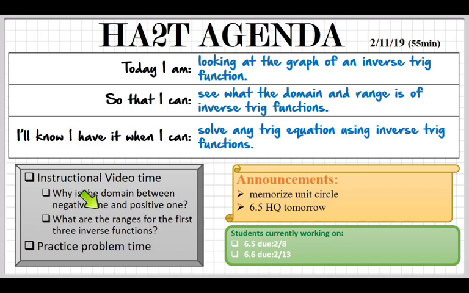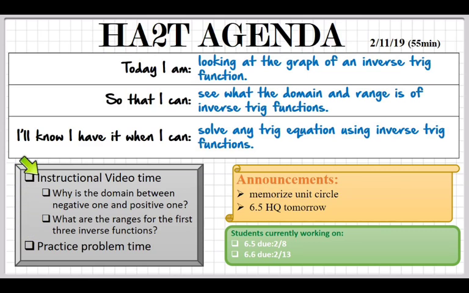Inverse trigonometric functions. I forgot to put trig right there. But anyways, the first three trig functions are sine, cosine, and tangent. And so you're going to be looking at inverse sine, inverse cosine, and inverse tangent today. And then I have time for you guys to watch or to do some practice.